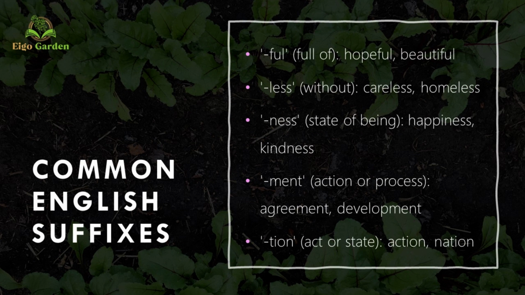Similarly, suffixes like ful, meaning full of, give us words like hopeful or beautiful; less, meaning without, as in careless or homeless; ness, which turns adjectives into nouns indicating a state of being, like happiness or kindness; ment, for actions or processes, used in agreement or development; and tion, indicating an act or state, as in action or nation.